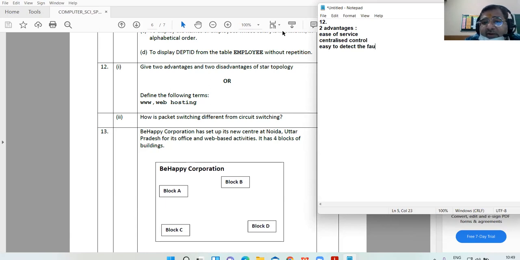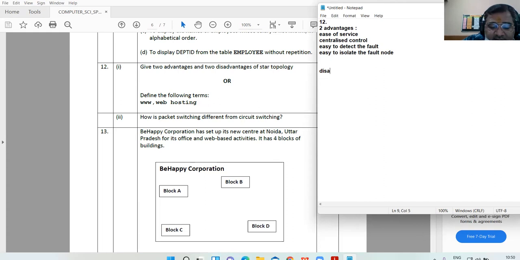This is the main advantage of star topology. In star topology, you can easily find where the fault is. And then when you detect the fault, you can easily isolate the defective part from the main part. Easy to isolate the fault node. So many advantages are there.